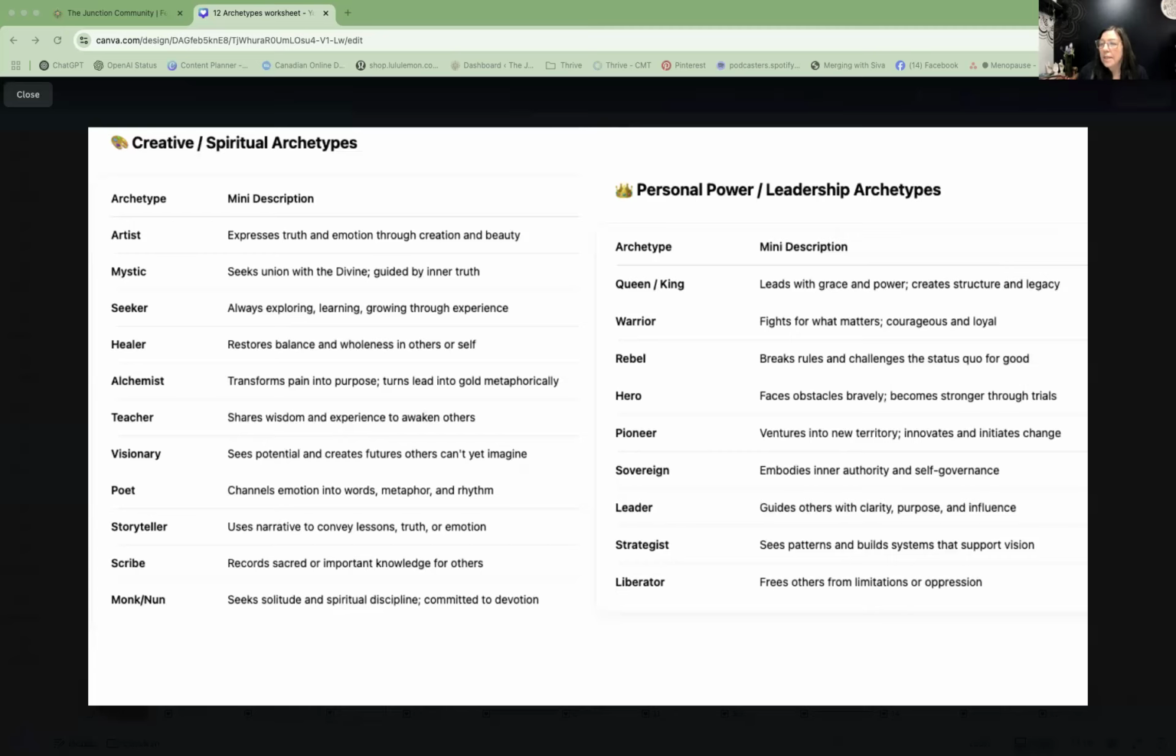Sovereign embodies inner authority and self-governance. Leader guides others with clarity, purpose, and influence. Strategist sees patterns and builds systems that support vision. Liberator frees others from limitations or oppression. All right, let's move on to the next one.